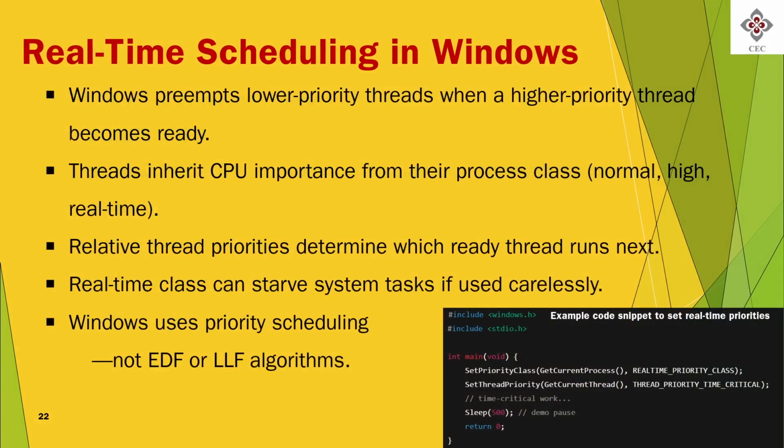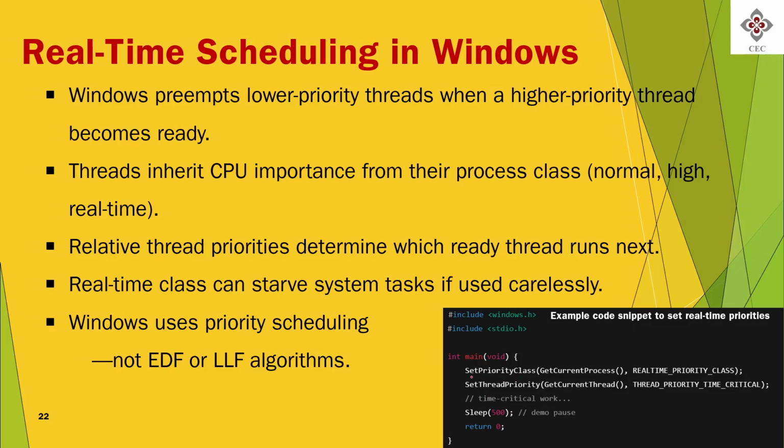Similarly, we have things for Windows, where Windows preempts lower priority threads when a higher priority thread becomes ready. We call that in three ways: normal, high and real time. So, based on this we can assign the priority for the thread. A relative thread priority determines which ready thread runs next. Then the real time class can stop system tasks if used carelessly.